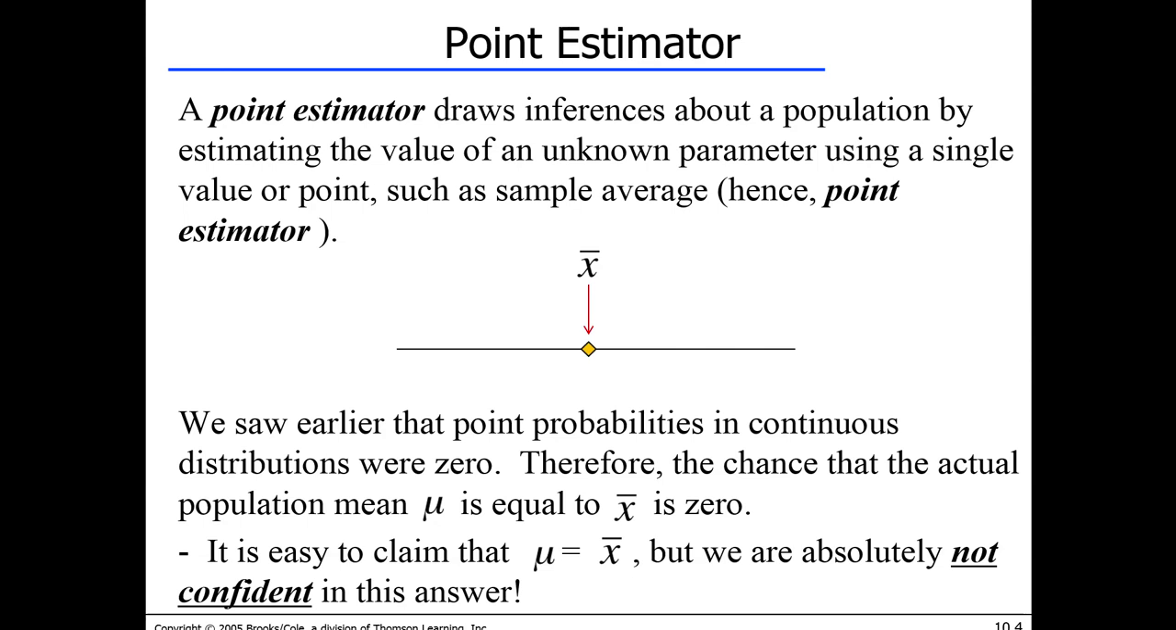So this slide summarizes what we just discussed. The point estimator is just the sample average. We have zero confidence that this is the real answer. The population mean, in all likelihood, is not going to be the same as x bar. It's going to be something else, because all possible x bars have their own continuous distribution. So to claim that the mean for the population is the same as the mean for the sample, we are not confident in this answer at all, with zero chance of that happening.